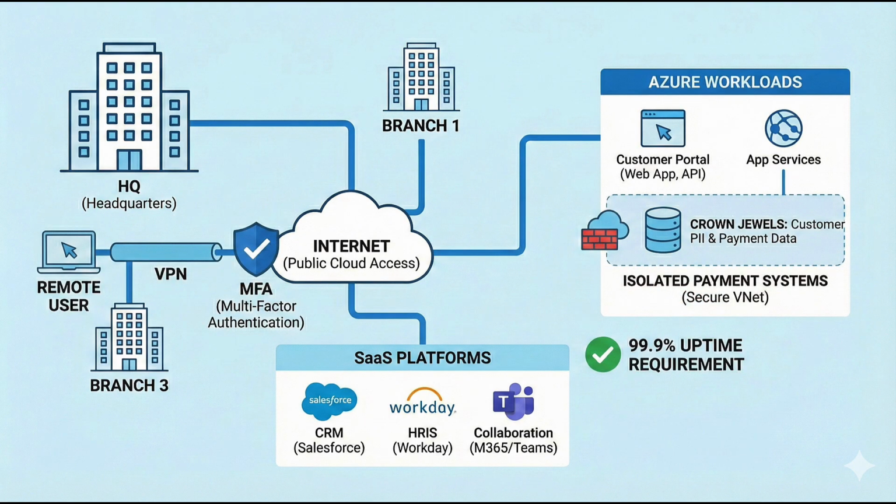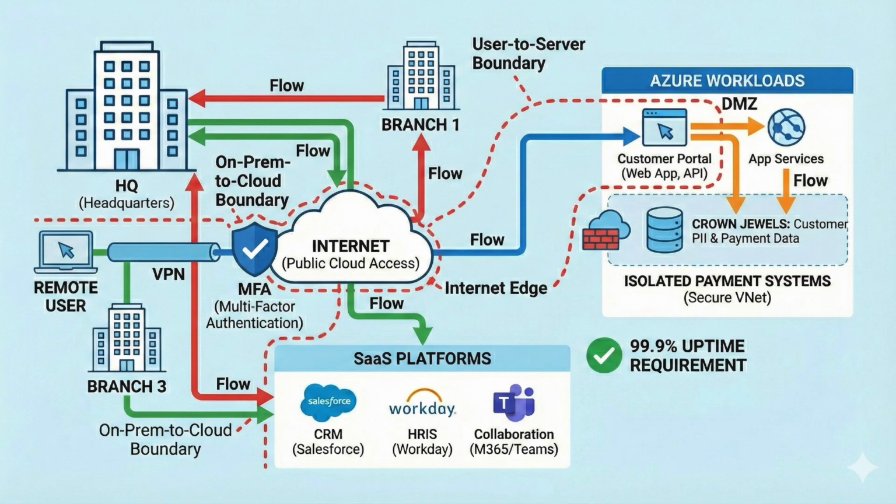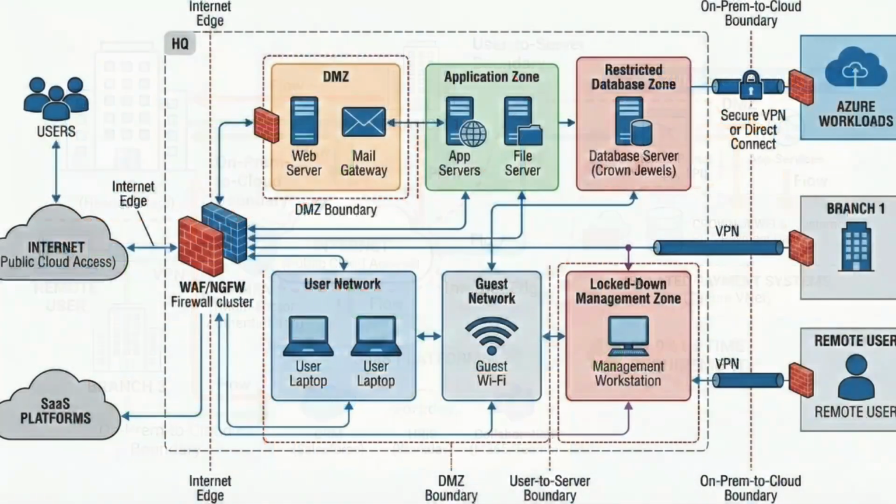Requirements first. Remote work is mandatory, so remote access must use MFA. Regulated payment systems must be isolated, and operations need centralized visibility. Modeling next. Draw flows from internet users to the portal, from employees to SaaS, from branches to HQ, and from apps to databases. Mark trust boundaries at the internet edge, the DMZ, the user-to-server boundary, and the on-prem to cloud boundary. Threat modeling highlights credential theft, ransomware lateral movement, and cloud misconfiguration.